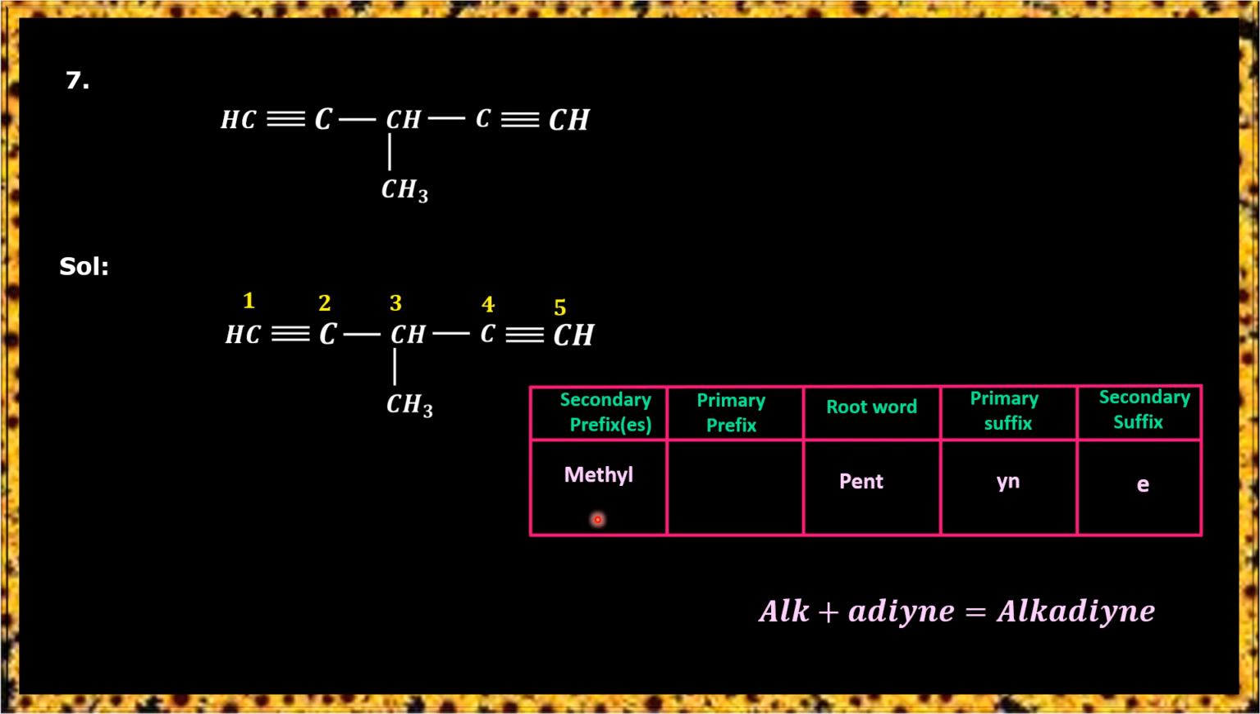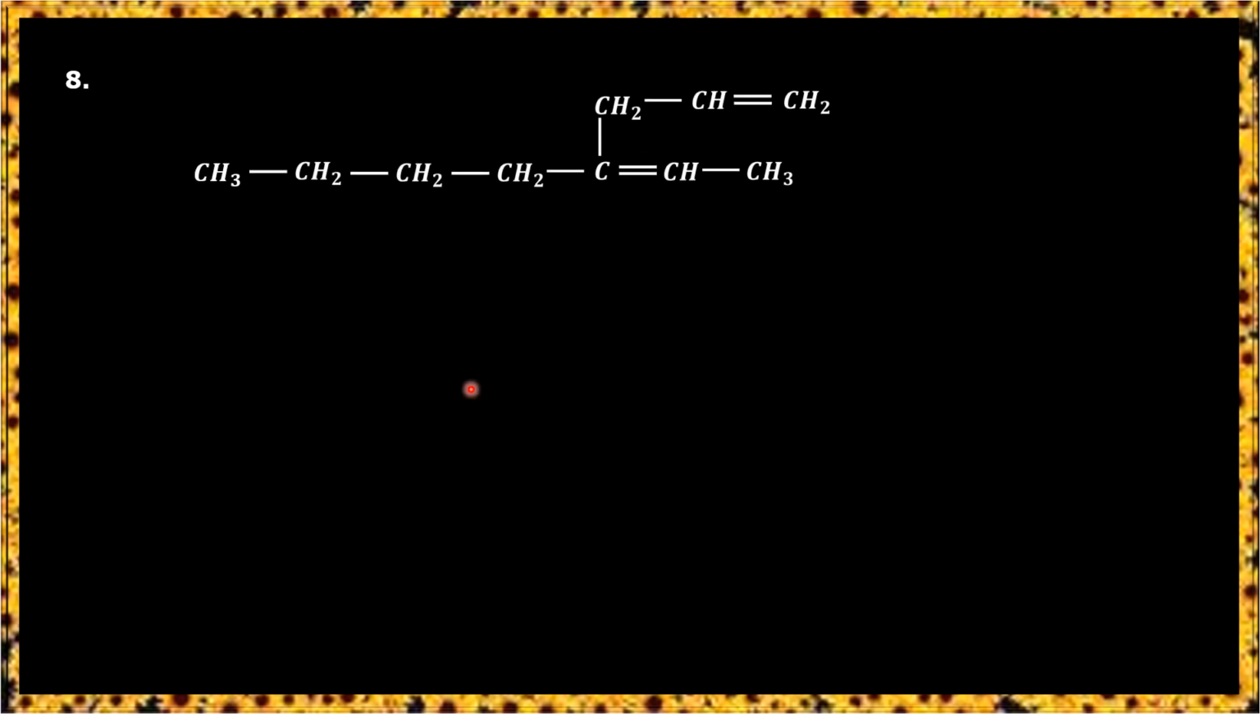Okay, so the name of this compound: the root word will become penta, alka, here penta. So 3-methyl penta 1,4 diene. 3-methyl penta 1,4 diene. Okay. Next, problem number 8. This is an organic compound containing 2 double bonds, to be given an IUPAC name.